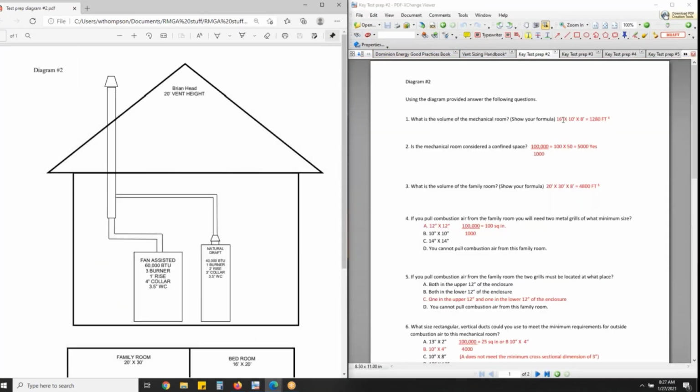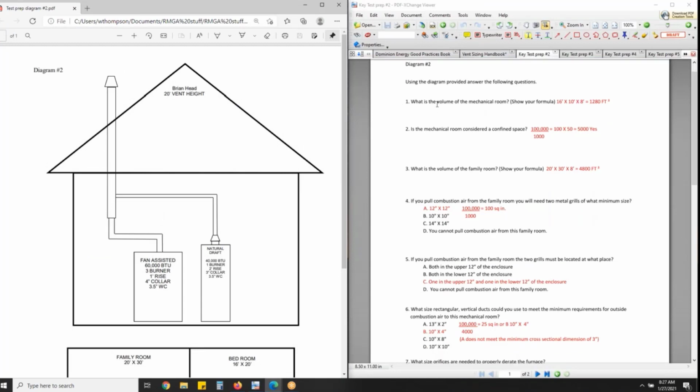All right, so now we're on diagram number 2. Okay, so again, basic here. What is the volume in the mechanical room? Show your formula. 16 by 10 by 8, 1,280 cubic feet. Okay. Is the mechanical room considered a confined space? Yes, it is. Okay. We need a minimum of 5,000 cubic feet.